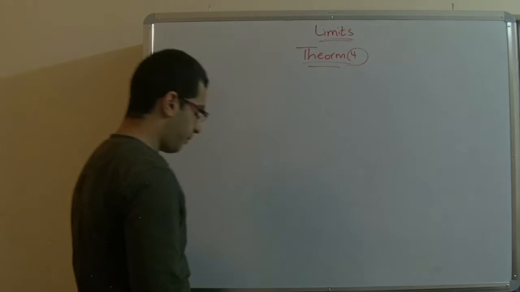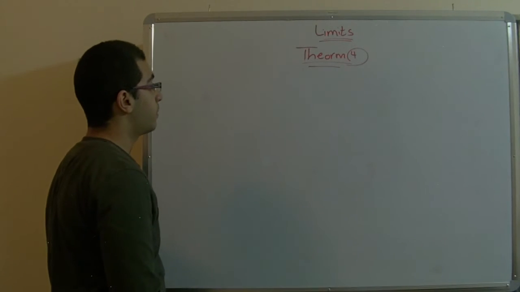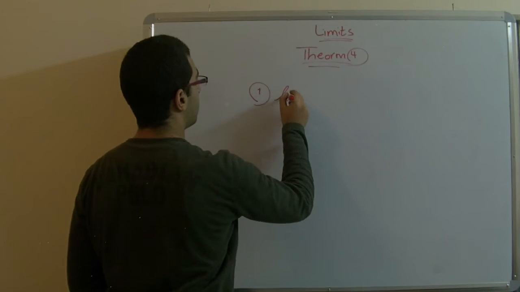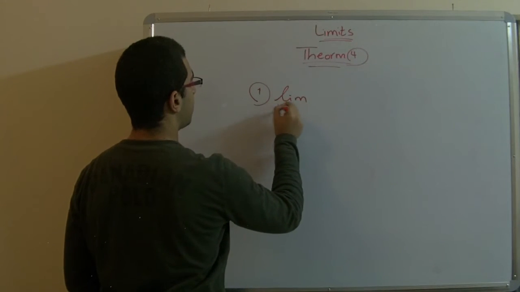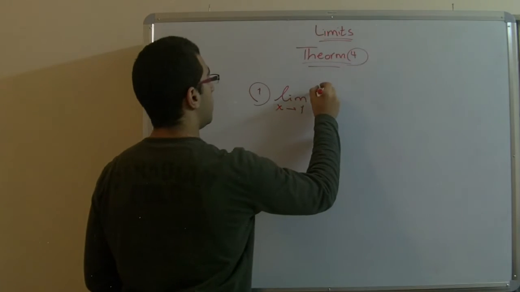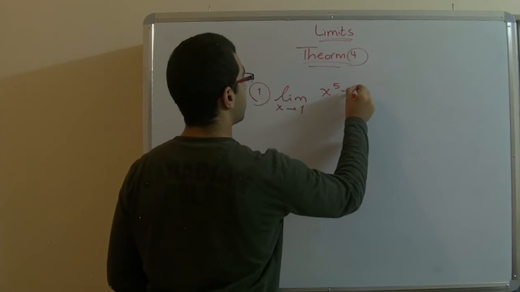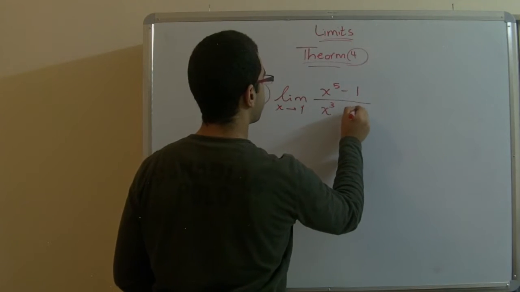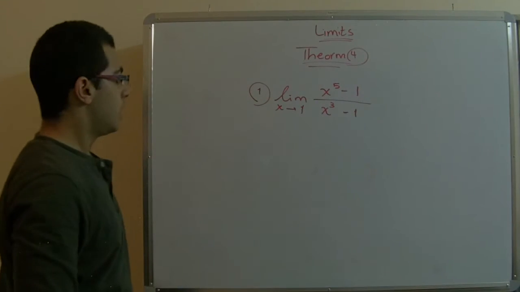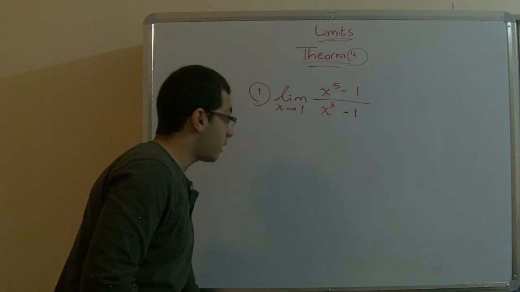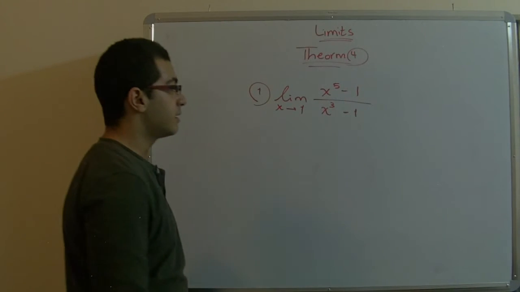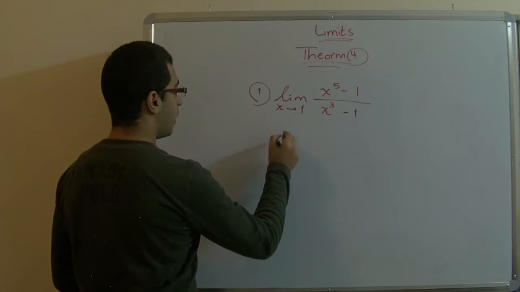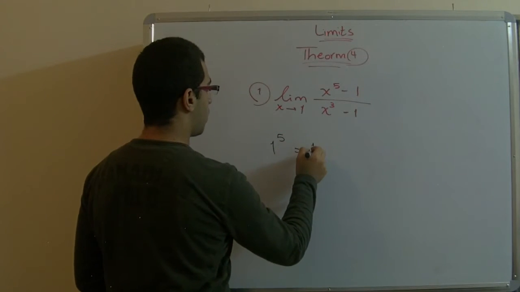So let's say that we will have a simple one at first. We want the limit as x approaches 1 of x to the power 5 minus 1 over x to the power 3 minus 1. And we must understand the math tricks. This is a simple one. We know that 1 to the power of any number equals 1.